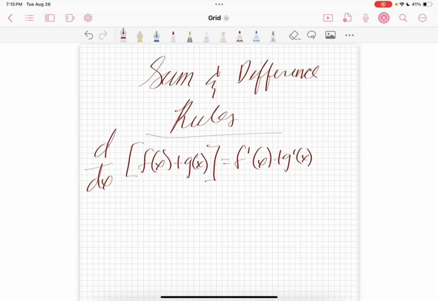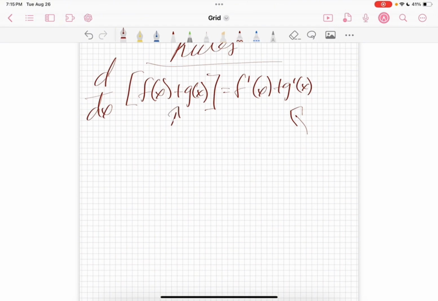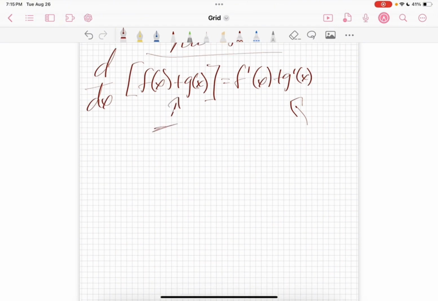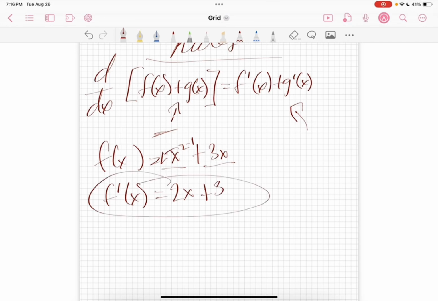Next we have the sum and difference rules. The difference rule would look just like this one, except we would replace the addition symbol with a minus. For an example, f of x equals x squared plus 3x. So we would have to get the derivative of f of x and the derivative of g of x. For f prime of x equals 2x, where we bring 2 right here and subtract 1, plus the derivative of 3x, which just equals 3, and that is your answer for example number 1.